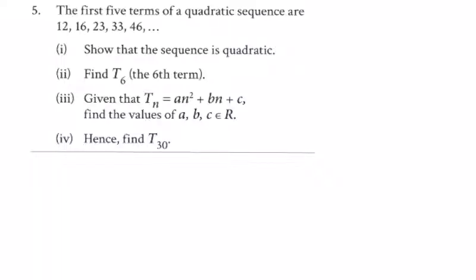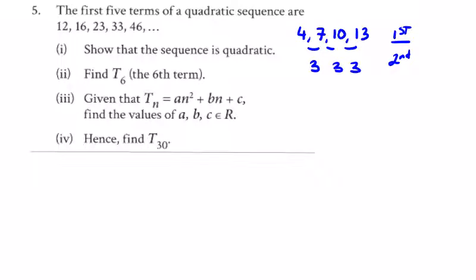In question 5, we're given these terms and we're asked to show that the sequence is quadratic. So the difference between 12 and 16 is 4, 16 and 23 is 7, 23 and 33 is 10, and 33 to 46 is 13. So that's the first difference. Second difference, 3, 3, 3.